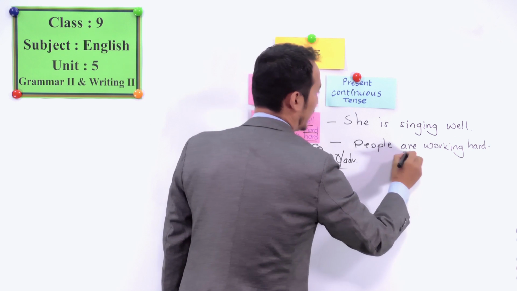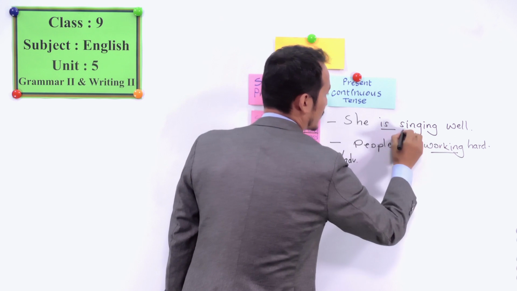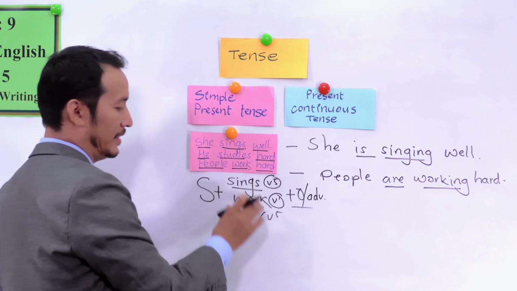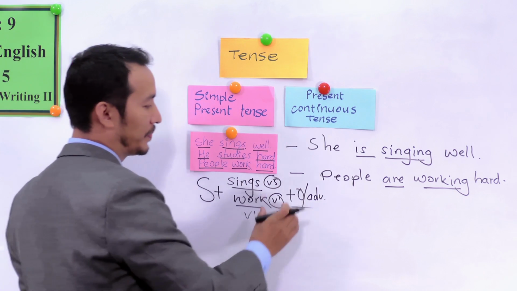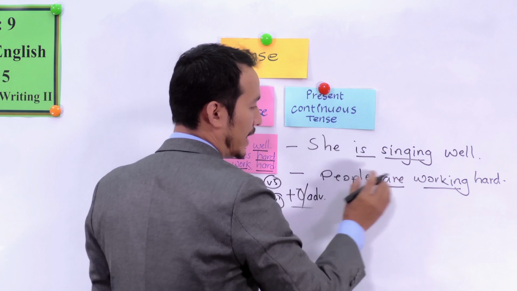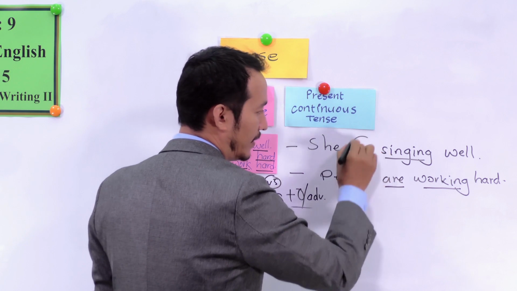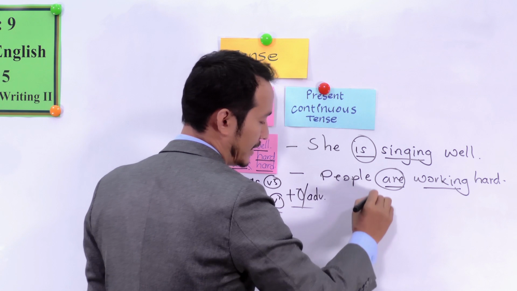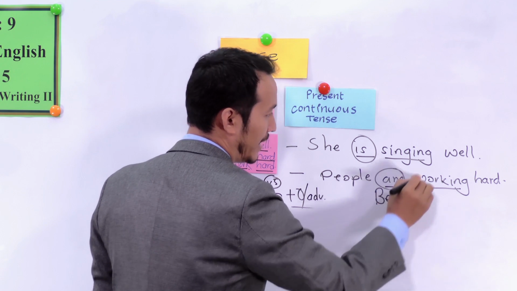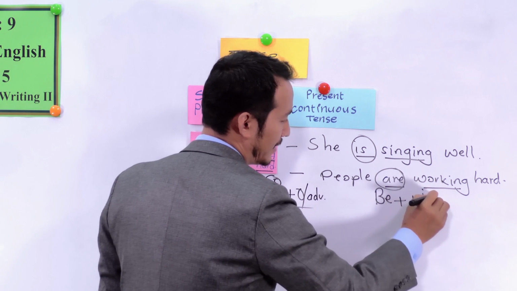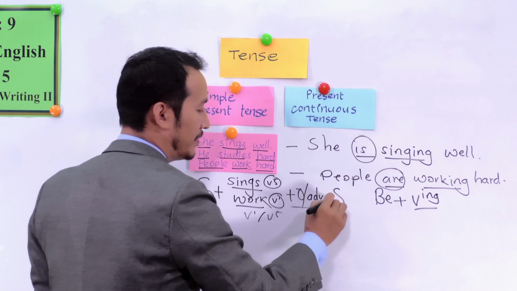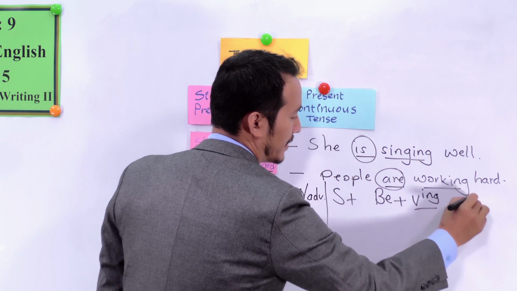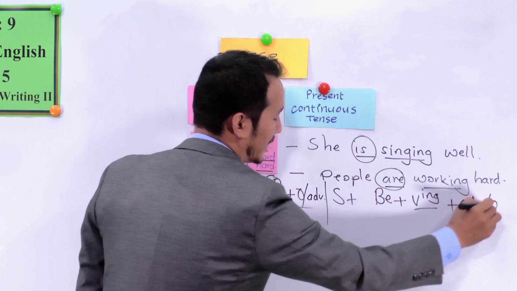So we have here two kinds of verbs. We have only the verb 1 or verb 5 here, but we have here two kinds of verbs. We call these two verbs the be verbs, and we have verb ing here mainly, and the rest of the things are the same, and we have adverb or object here.